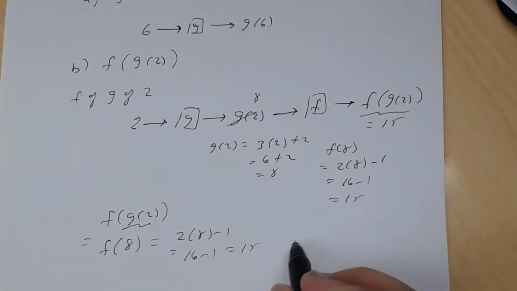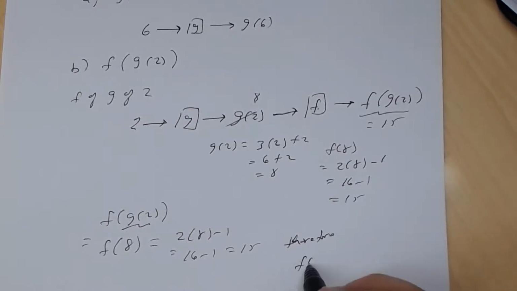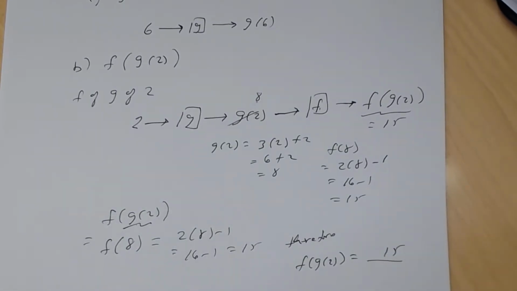Okay, so therefore, in the blank, for f of g of 2, you would put 15. That's what you put in the blank.